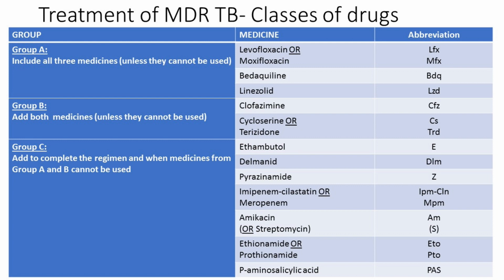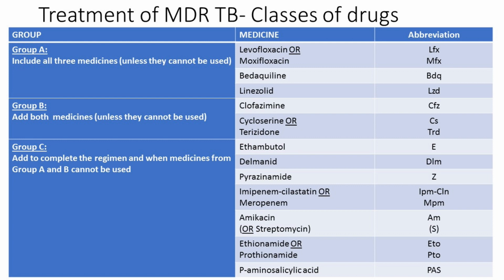Then group B, again try and add both drugs: clofazimine and cycloserine. And to make a regimen of at least 5 drugs, you add something from group C, where ethambutol, delamanid, pyrazinamide come. All your injectables have now come in group C, so you don't really want to use injectables now in children. So your combination therapy is going to be levoflox or moxiflox, linezolid, clofazimine, cycloserine, and then one from group C. Most of the time we use delamanid.